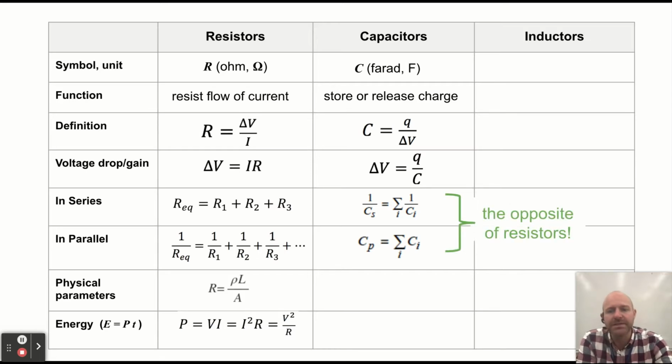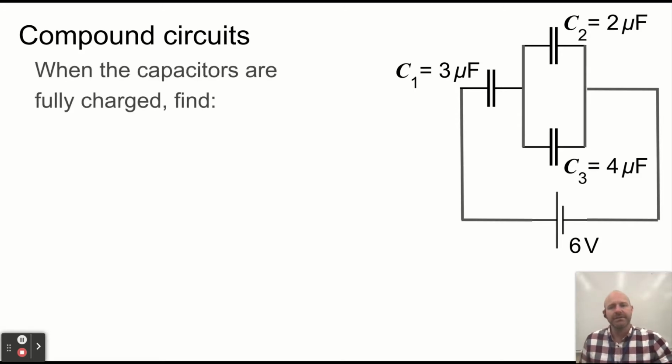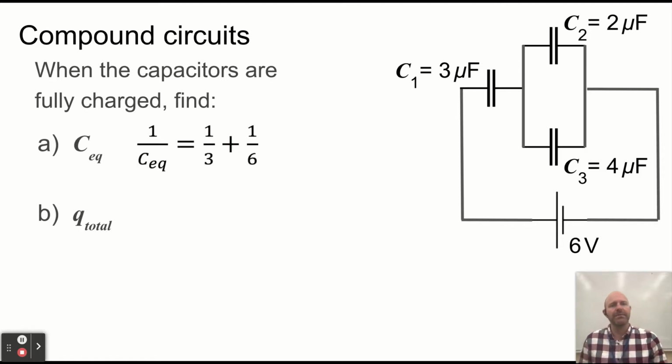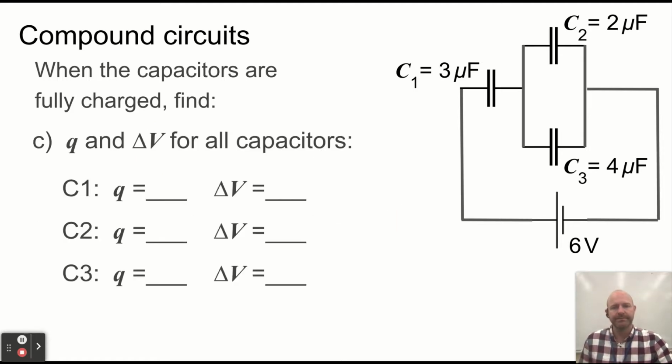So we still have two other pieces, the physical parameters and the energy of a capacitor, which we'll get to. But if you have a compound circuit, you use the same rules you always use for these kinds of circuits, right? You find CEQ for the whole circuit and Q total. Well, CEQ is first going to be the 2 and the 4 together to get a 6. That's in parallel. Add them in series, and you end up with 2 microfarads. The total charge for the whole circuit is 12 microcoulombs. We can then go from there and do the rest of it.